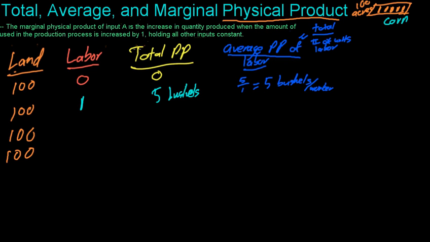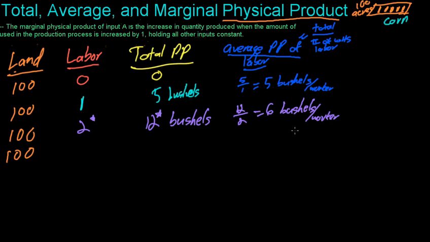Okay, now on to a little bit more complicated example, or a little bit more complicated row. Let's say then that we have 2 units of labor. And let's say that our total physical product now is 12 bushels of corn. So our average physical product of labor then will just be 12 divided by 2, 12 from here and 2 from here. And that's going to give us 6 bushels per worker.